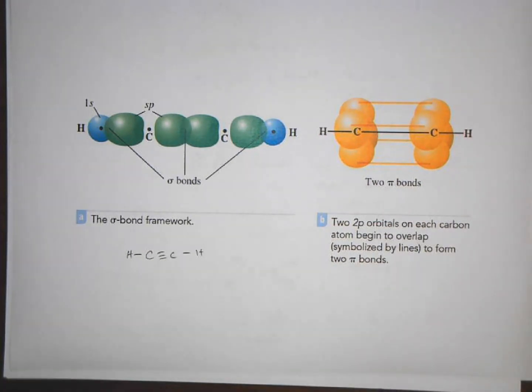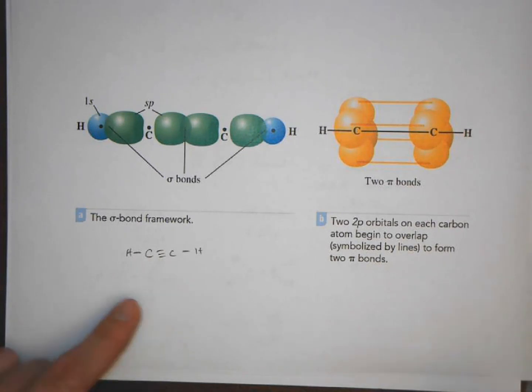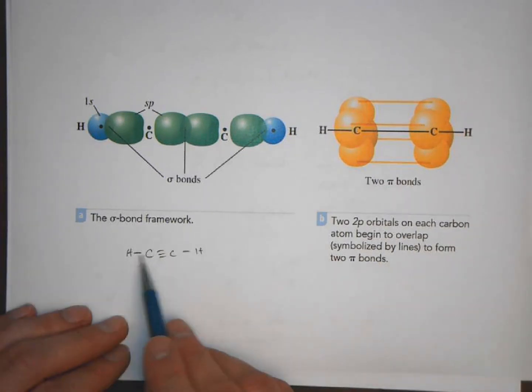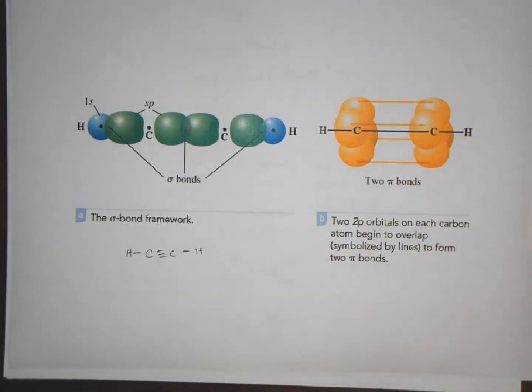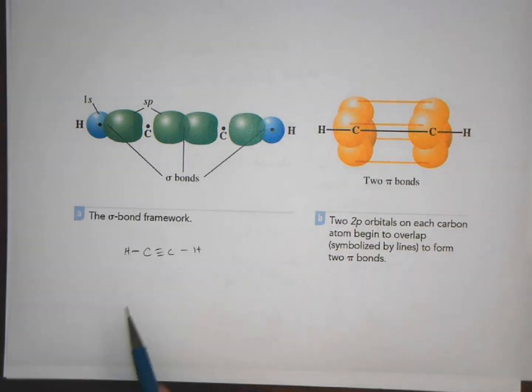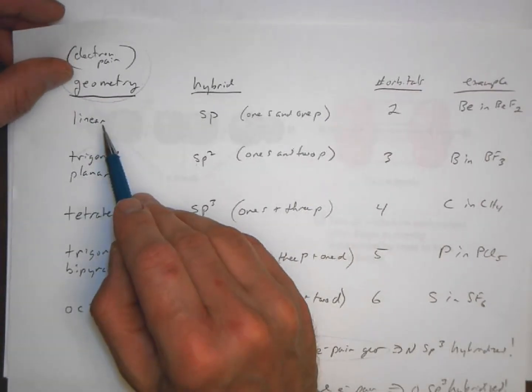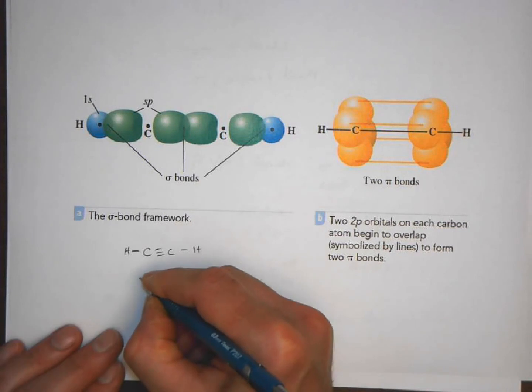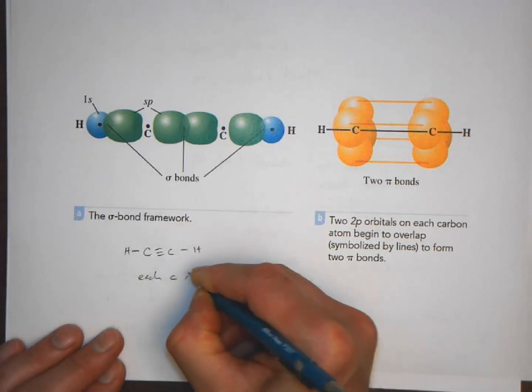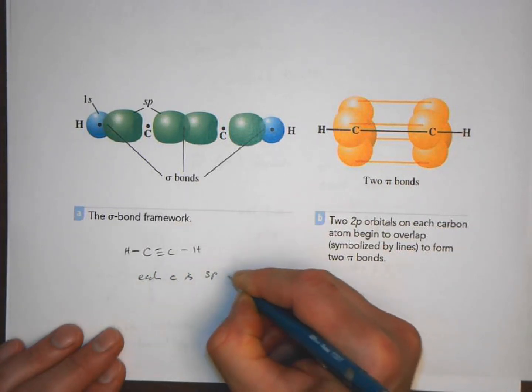So our first step is to write the Lewis formula. We're going to use VSEPR to figure out the arrangement of electron pairs. Here we have how many places around the central atom we're putting electrons? Well, there are 2. The electron pair geometry around each of those carbons is linear. That means that each carbon is sp hybridized.